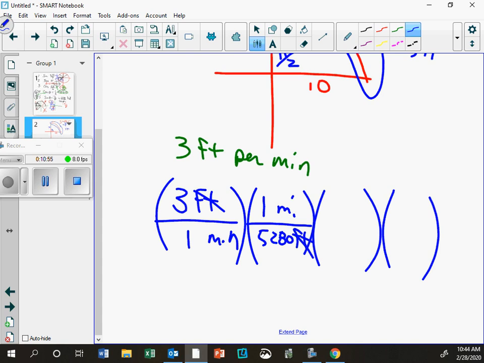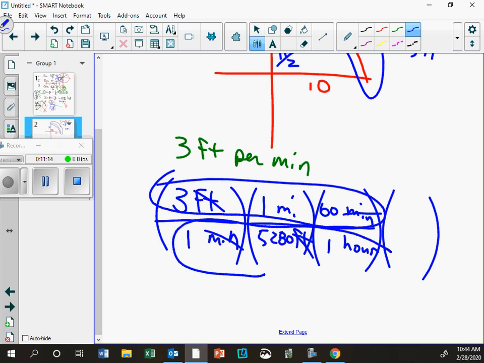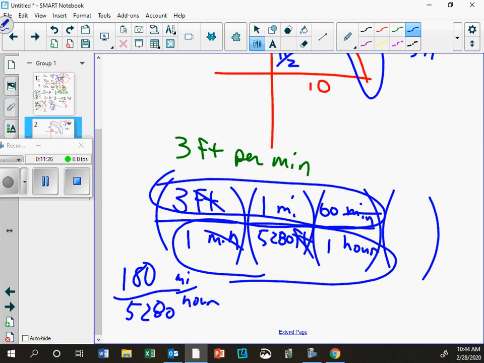Then I got it in miles per minute. Okay, and then I'm going to get rid of minutes because I want hours. So minutes has to go on top, so it'll cancel with the other minutes. What's the fact I know about minutes? 60 minutes, 1 hour. Do I have it in miles per hour now? Yes, I do. You'd have 3 times 60 is 180 divided by 5280. So that'd be 180 over 5280, and that's in miles per hour. That is a very small fraction of a mile per hour.